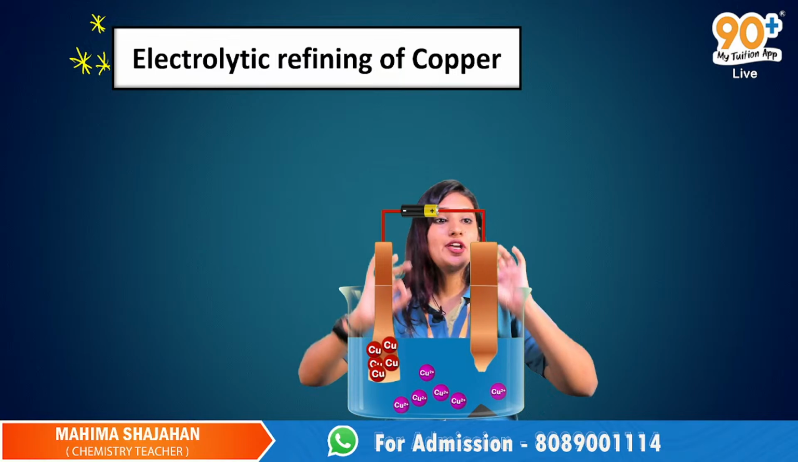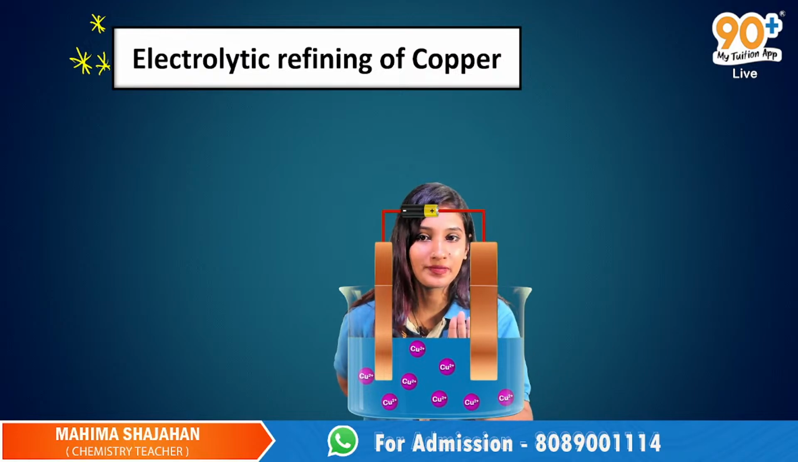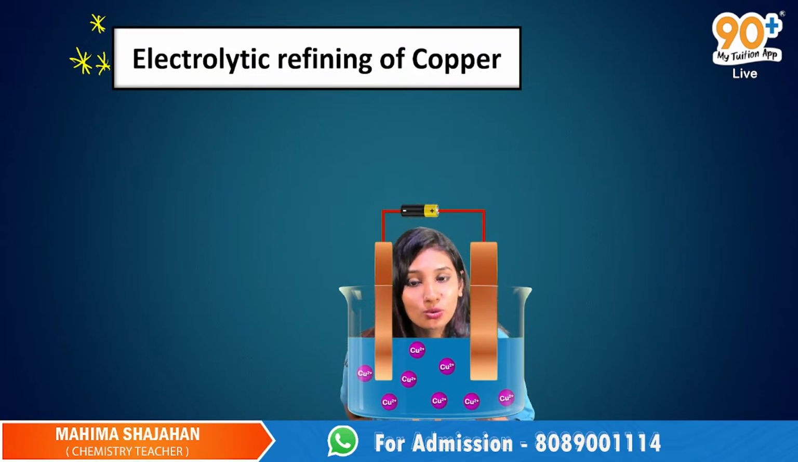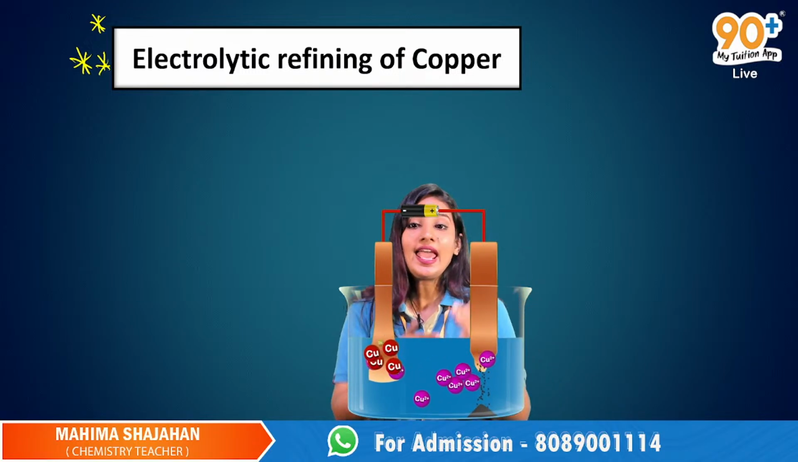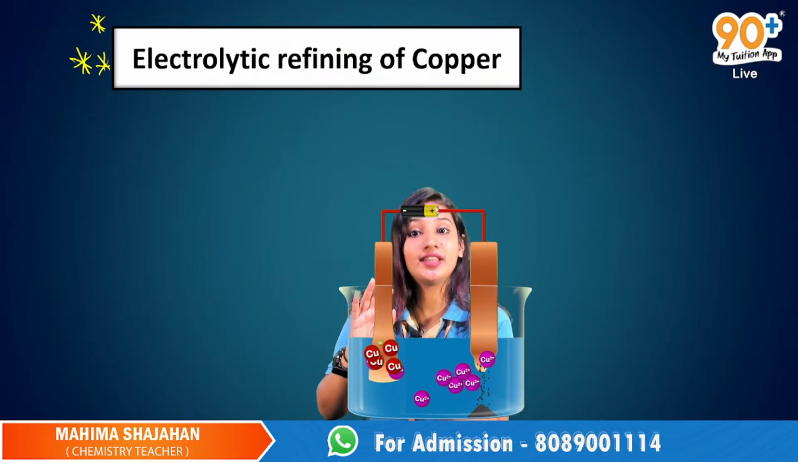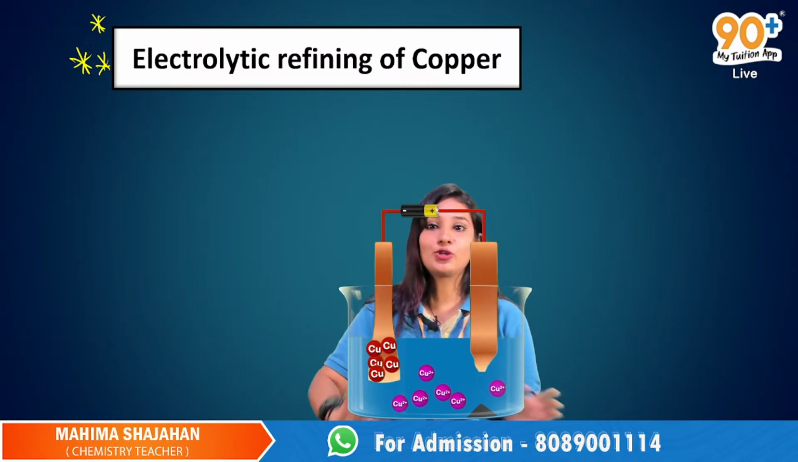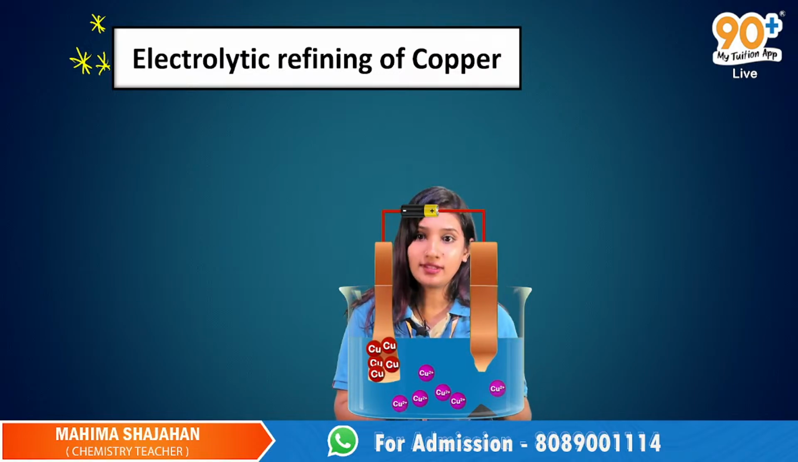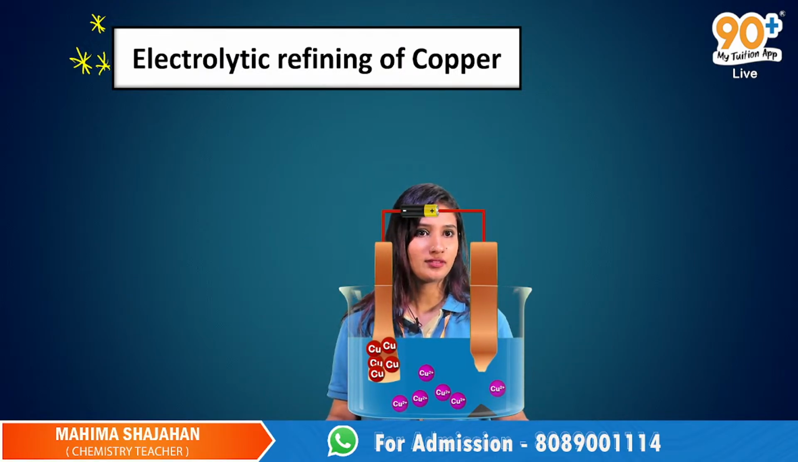Whenever you pass electricity, my anode is nothing but impure copper. It has copper and some impurities. The copper gets dissolved into the electrolyte solution. Whatever amount of copper dissolves from the anode, the same amount of copper from the solution goes and deposits at the cathode. Simple. From the anode it dissolves into the solution, and the same amount goes from the solution back to the cathode. Simple. That's all there is to it. Okay.